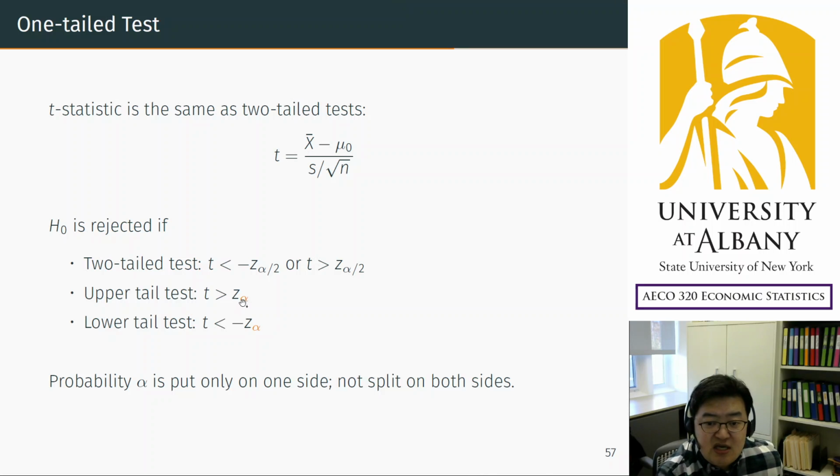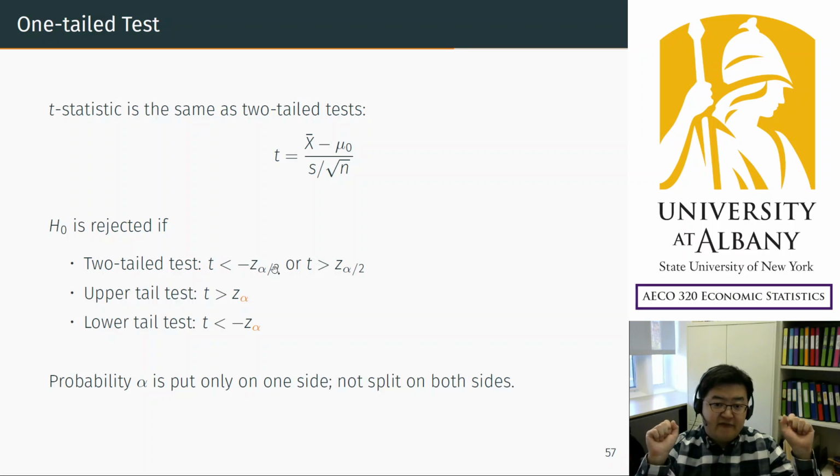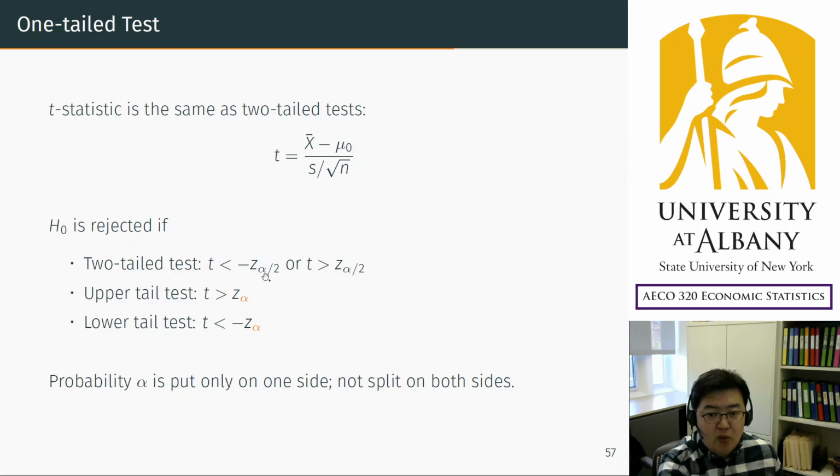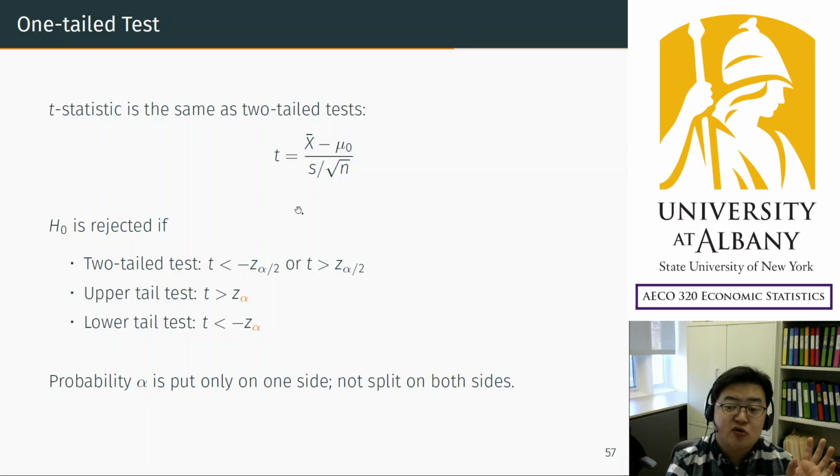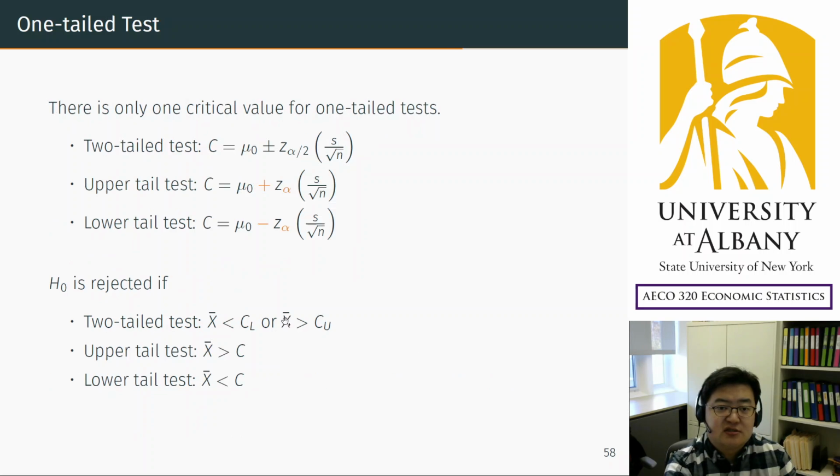So it's z alpha, not alpha over 2. You do not split the probability half and half. Significance level is not split. Lower tail test, the same thing. So now this z value, the thresholds will change. The t-statistic itself does not change, but the thresholds in the decision rule will change. Right? So the idea is the probability alpha, the significance level, is not divided on both sides. So you do not need to split them on both sides. So that's why the decision rule changes.